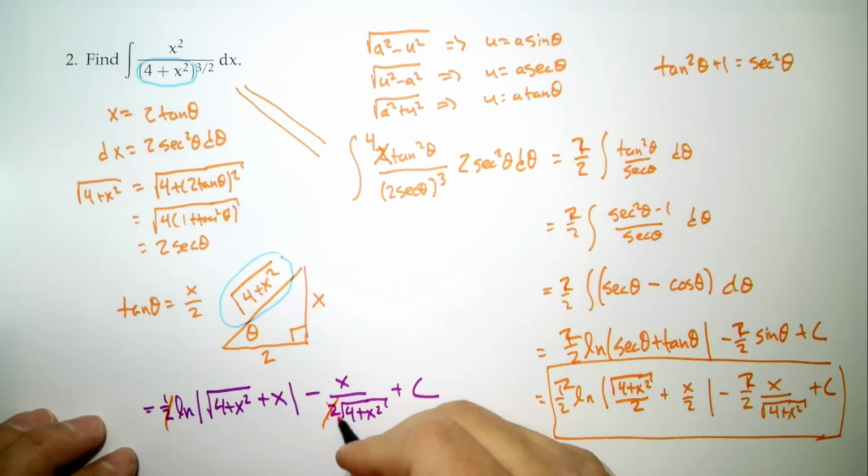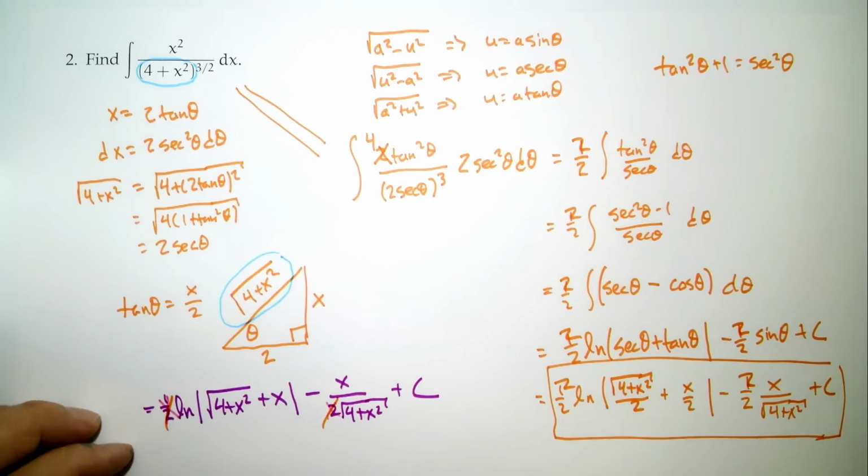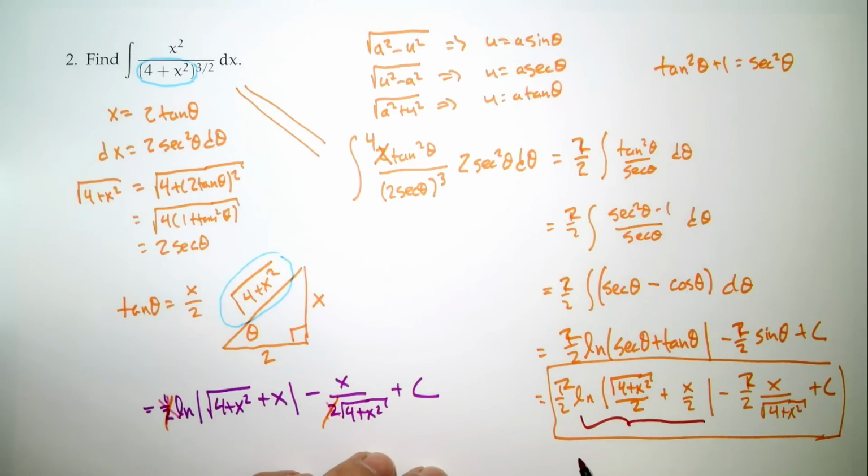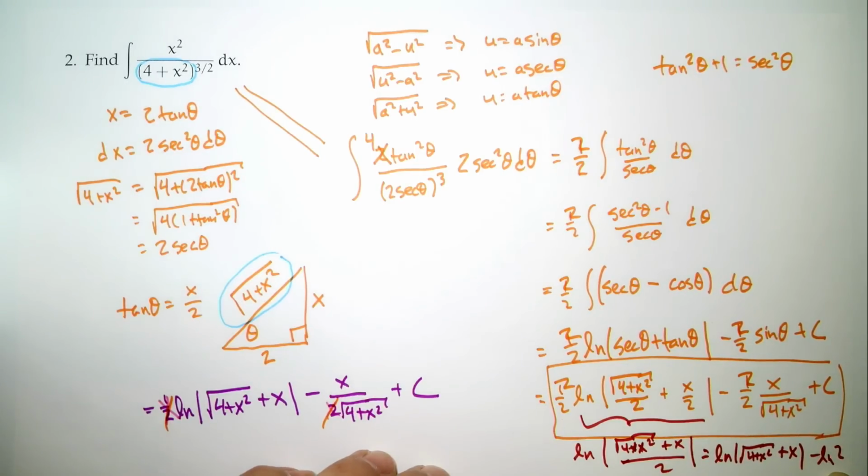So the reason these are the same is you can actually rewrite this. Notice that on the inside here, you'll get log of square root of 4 plus x squared plus x all over 2. And properties of logs say you can write this as log of square root of 4 plus x squared plus x minus log 2. But log 2 is a constant value, and constants can be sucked up by constants. So that's why you might see a different expression as the answer.